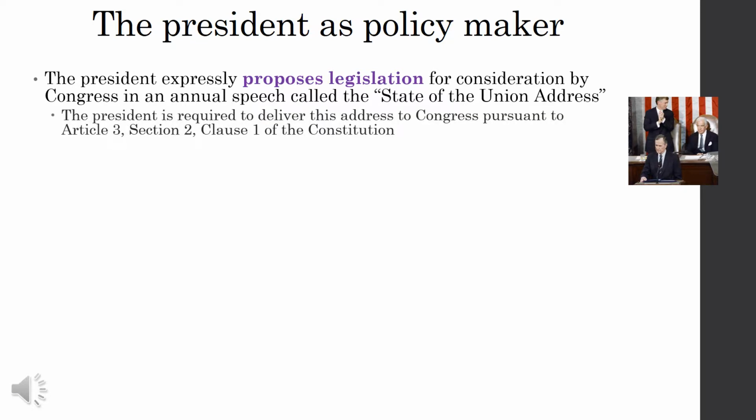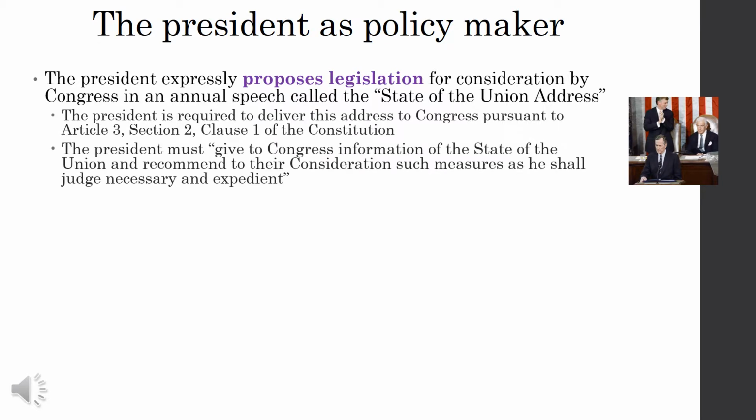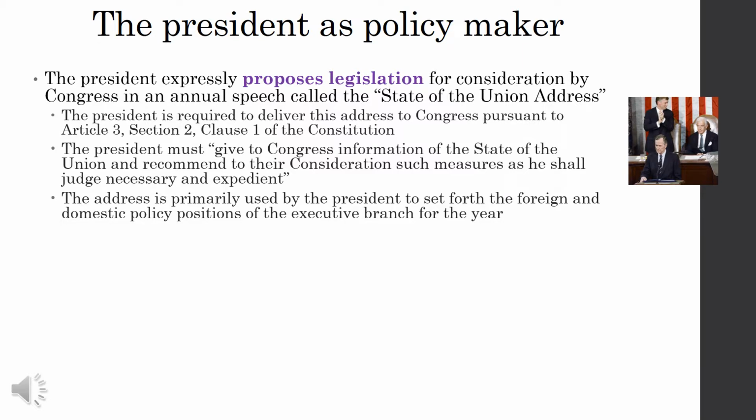The president is required to deliver this address to Congress pursuant to Article 3, Section 2, Clause 1 of the Constitution. So the Constitution specifically requires the president to talk to Congress, and in doing so, the president must give to Congress information of the State of the Union and recommend to their consideration such measures as he shall deem necessary and expedient. In other words, the address is primarily used by the president to set forth the foreign and domestic policy positions of the executive branch for the year.